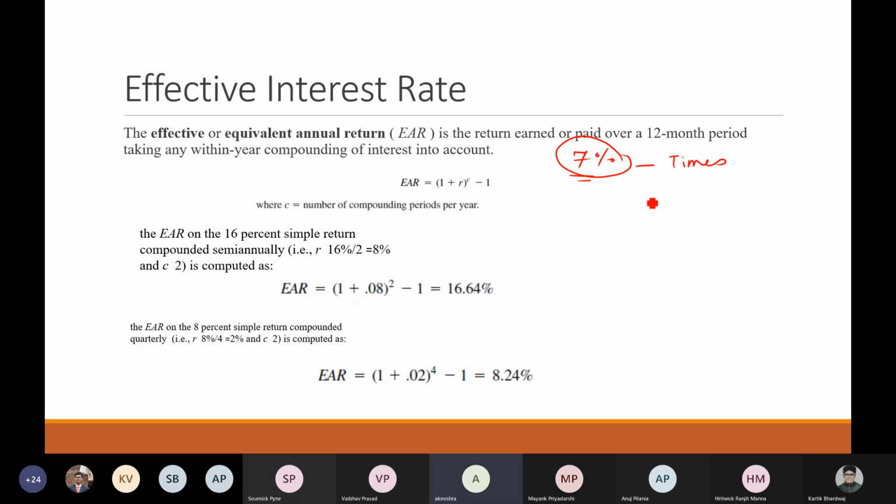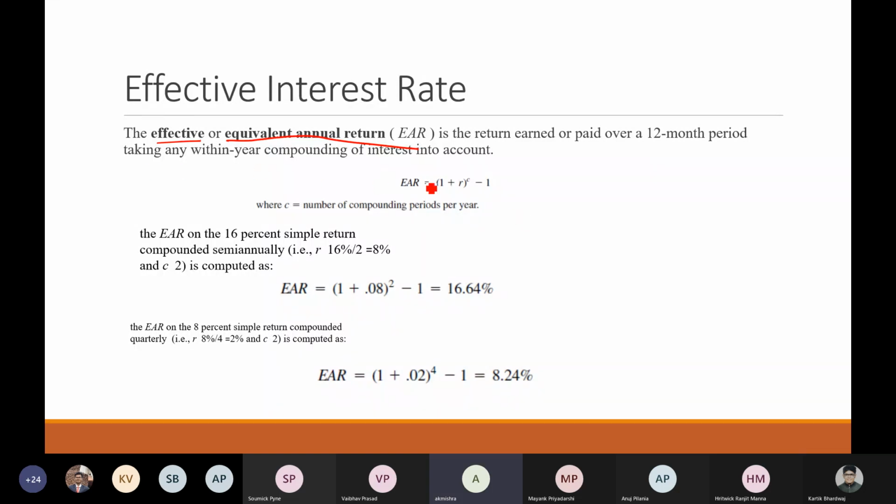It means if you want to know what effective interest rate you will be getting on your deposit, it should consider the number of compoundings in that year. So that interest rate, which you are going to calculate based on the number of compoundings in a year, we call it equivalent annual rate or effective interest rate or effective annual rate. So this is how we calculate it.